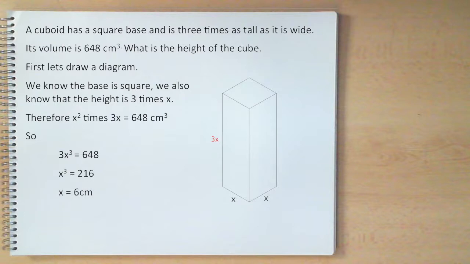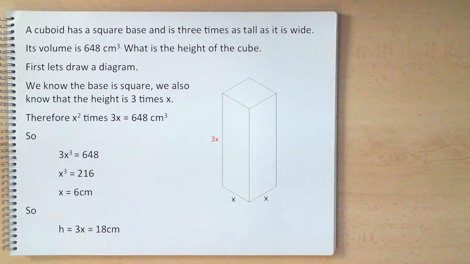And take the cube root of 216. You might know that is 6 centimeters, or you could put it in your calculator and work it out. So we know that x is 6 centimeters. We were asked for the height of this cuboid, and the height is 3 times the base width, which is 18 centimeters.